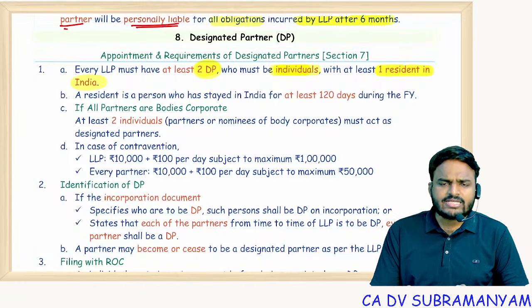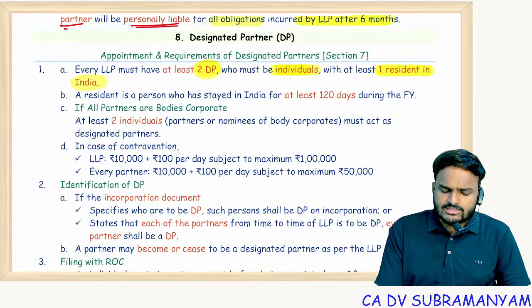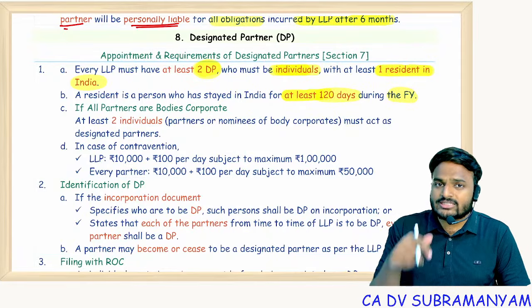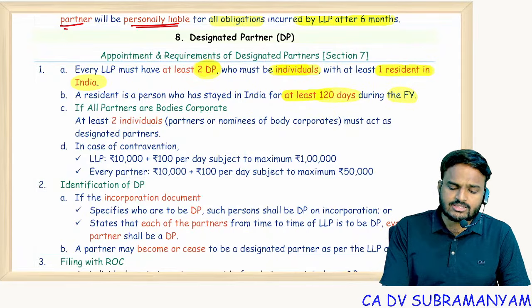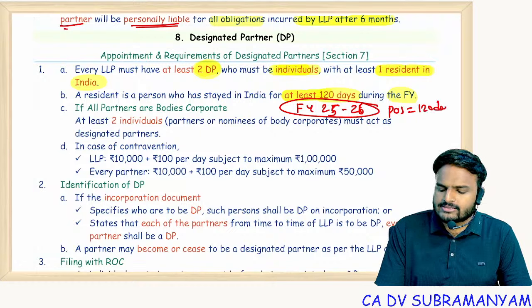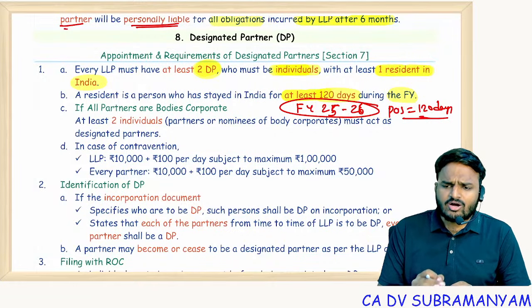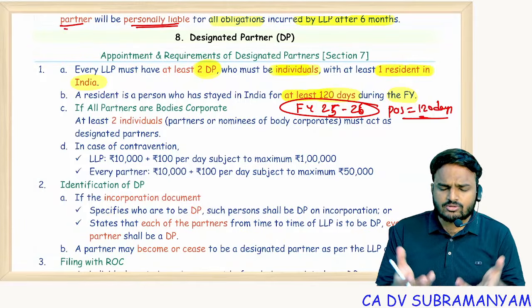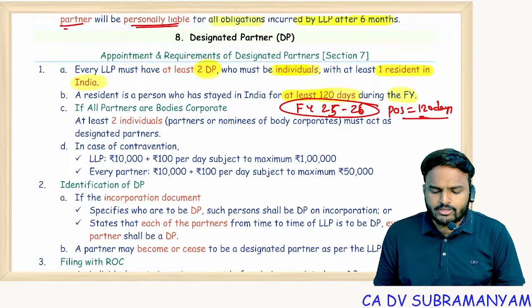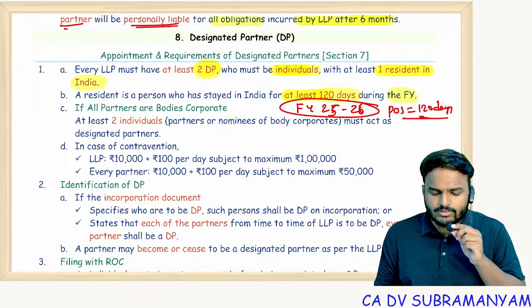So what is the residential status in LLP Act, sir? Residential status means his period of stay is at least 120 days during the current financial year, not preceding financial year. See, right now we are in the financial year 25-26, right? For 25-26, resident designated partner means during this current year, his period of stay should be 120 days. If you are in India, period of stay automatically will be calculated. That means, the number of days you stayed in India will be the period of stay. Getting my point? So period of stay during the current financial year should be 120 days.